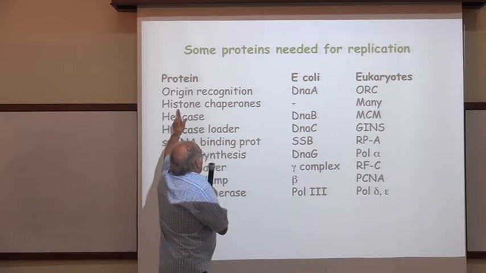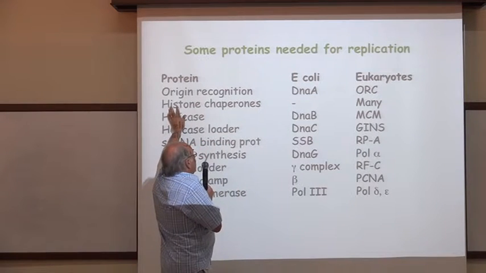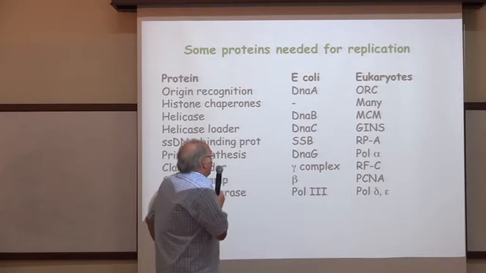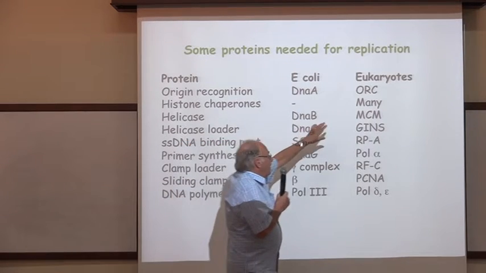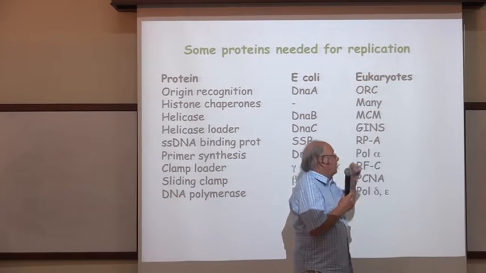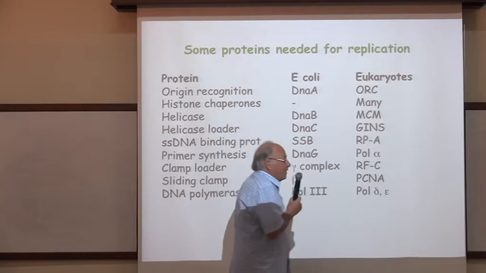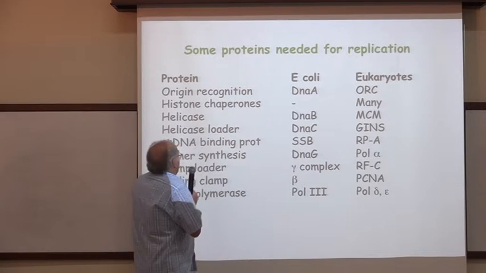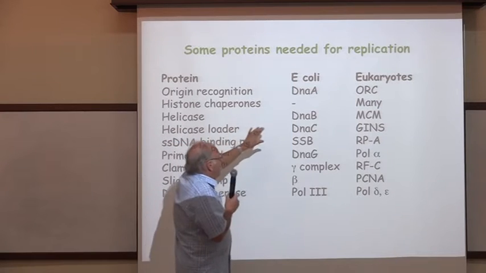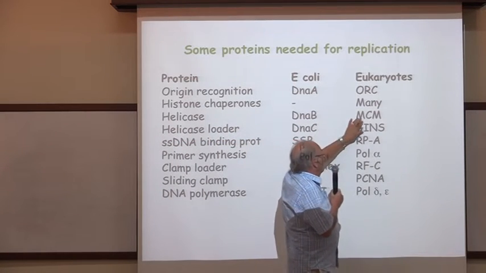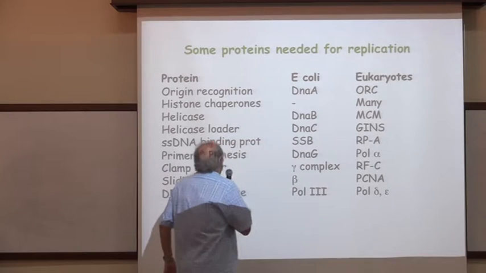Then, to remove the histones and deal with the histones, you have histone chaperones. And there are many of those in eukaryotes. There are none, to my knowledge, in E. coli. Then we have the helicase, and there are different ones in E. coli and eukaryotes. We'll talk a little bit about them.